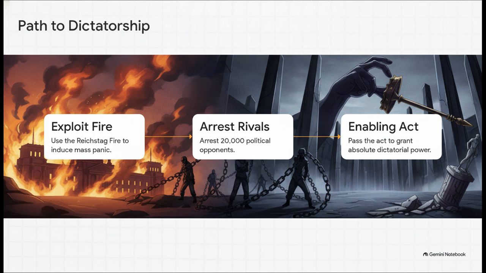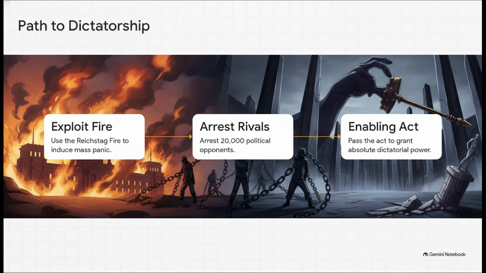Thinking they could control him, conservative elites convinced the president to appoint Hitler as chancellor in 1933. And almost immediately, 3 exact steps destroyed the republic. First, a fortuitous arson attack on the parliament building, the Reichstag fire, was exploited to whip up mass panic. Claiming a communist uprising was imminent, civil liberties were suspended. Step 2, 20,000 political opponents were arrested.